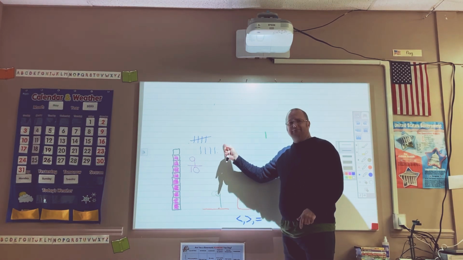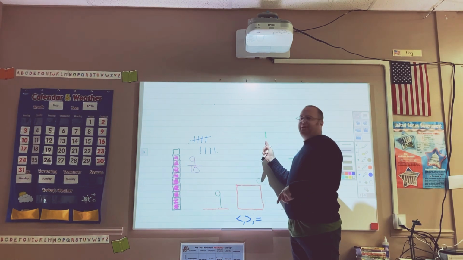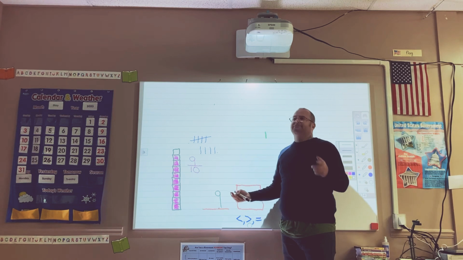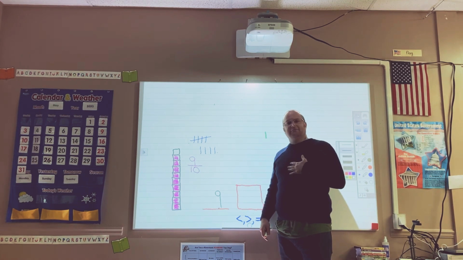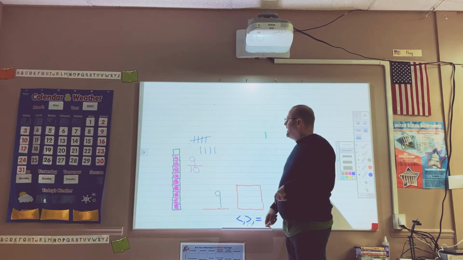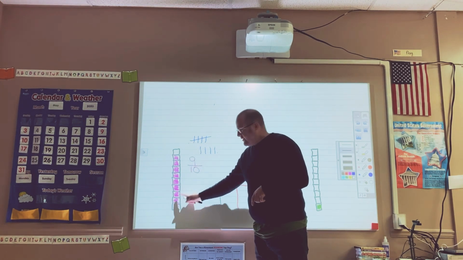That's 9. If I had 9 pennies and you have 1 penny, who's got more pennies? You do. I do, because I had 9. You have 1. All right. Let's look at our little strip here and our fraction.